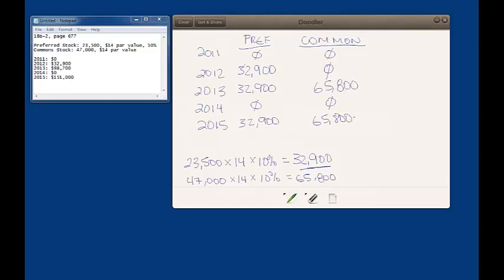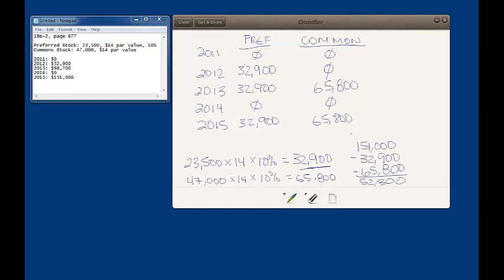So, just got to turn page here in my notes. Excuse me just a moment. So, do we have any left? Yes, we do. We have 151,000 to give out. We've already allocated 32,900, and we allocated another 65,800. So how much do we have left? We have 52,300.